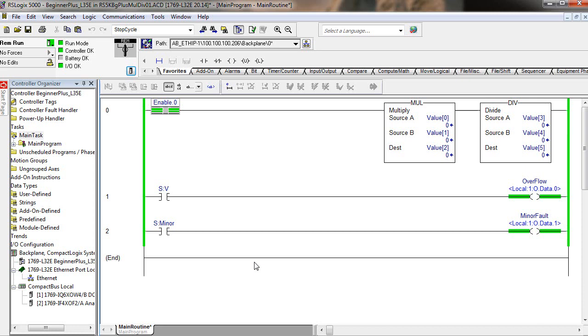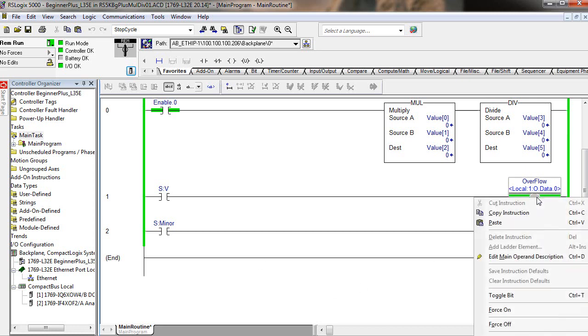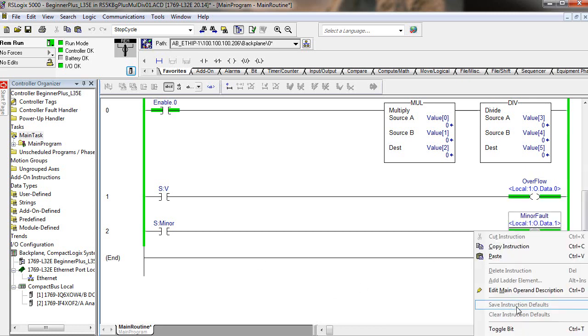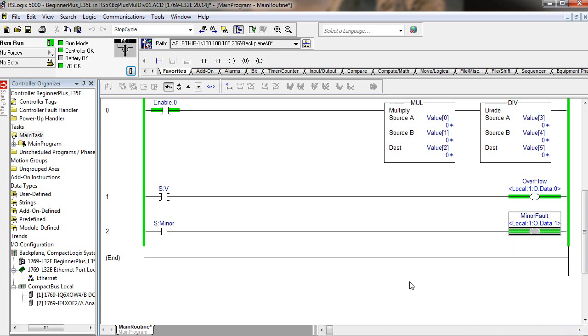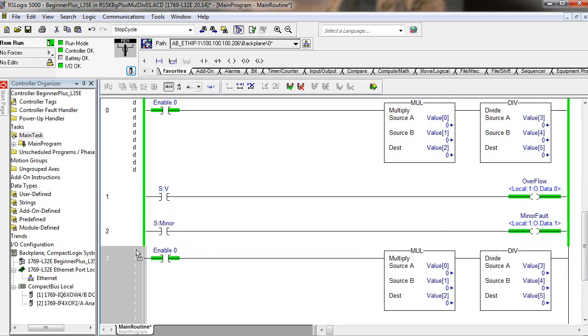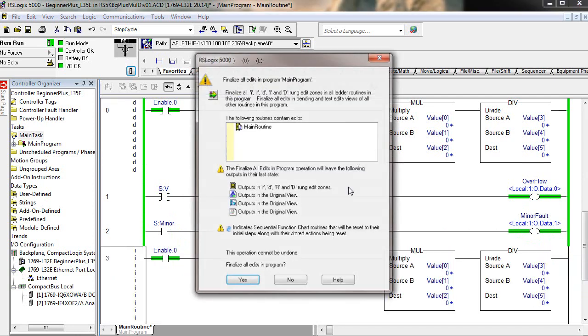And I had you try to toggle these bits on and off from your keyboard to prove that they were actually being turned on every scan. I also had you temporarily move the overflow and fault rungs to the top of the program. In other words, move them up there or move this down here. Finalize all edits.